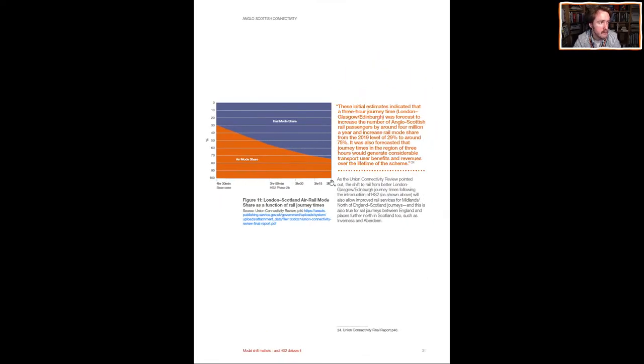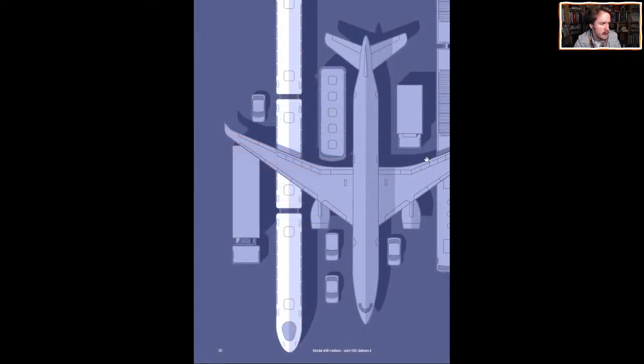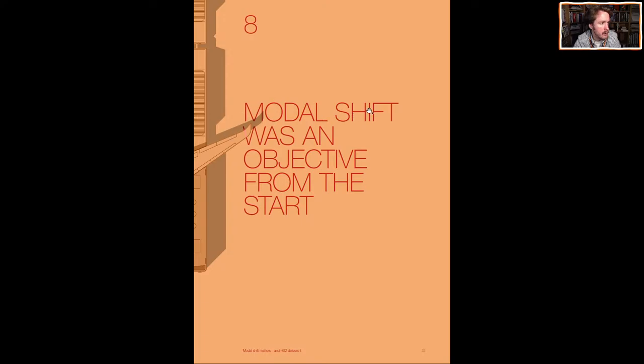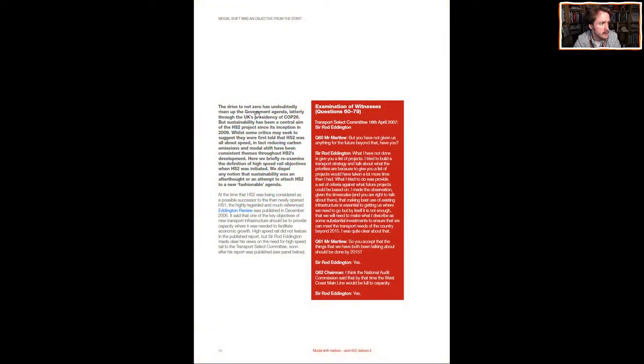So that's the idea. If you get a Scottish Central Belt to London journey time of 3 hours, which merits building high speed rail the whole way, that is worthwhile for the mode shift on those long distance journeys alone, which is good. So modal shift was an objective from the start. Here we go.